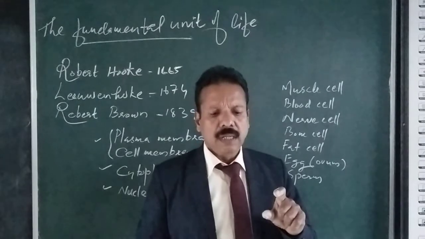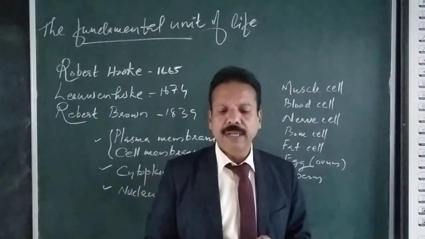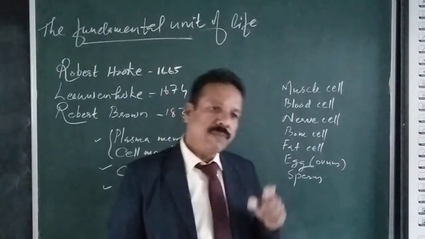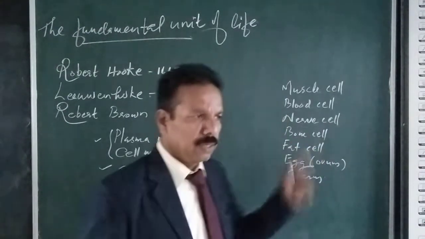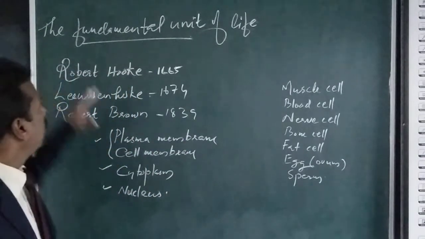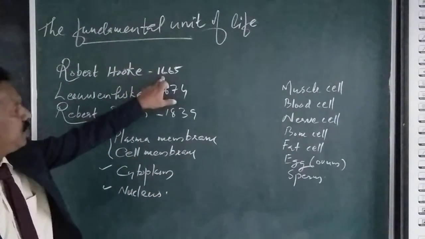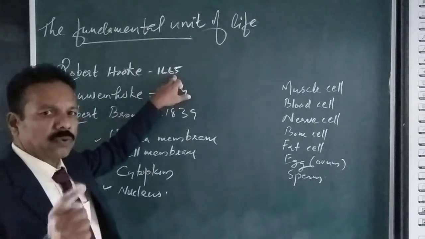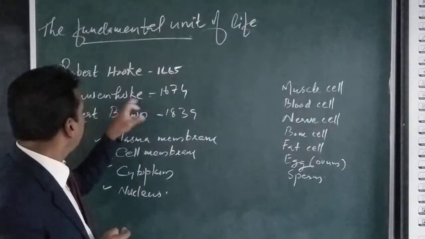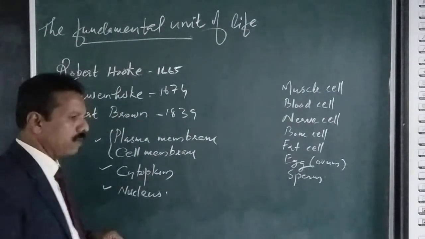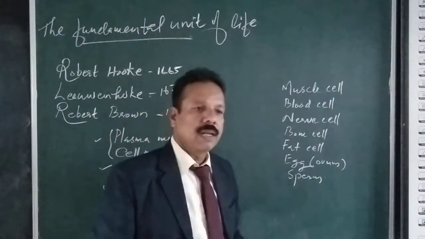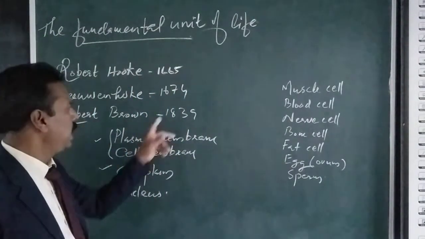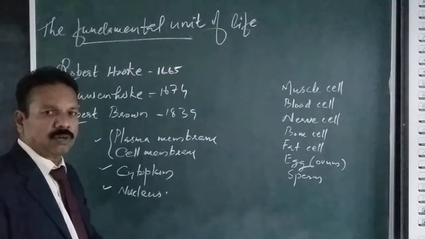And who discovered the cell, and what are the different parts of a cell? We can look at this based on the textbook. Robert Hooke in 1665 discovered the cell as the fundamental unit of life. Leeuwenhoek in 1674 observed the cell with a microscope. And Robert Brown in 1839 discovered the nucleus of a cell.